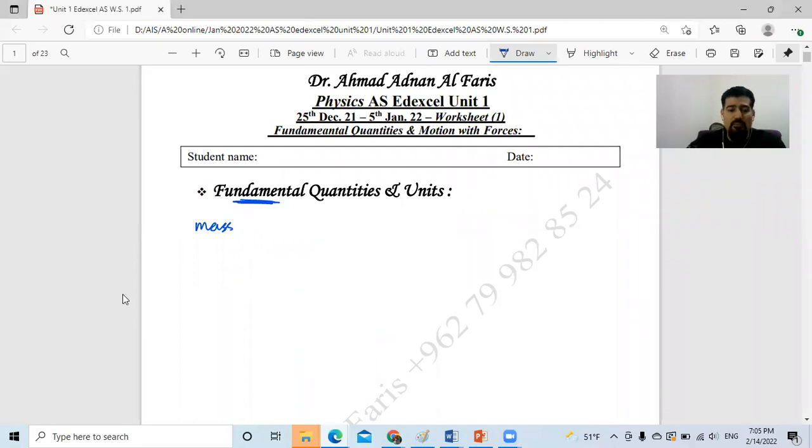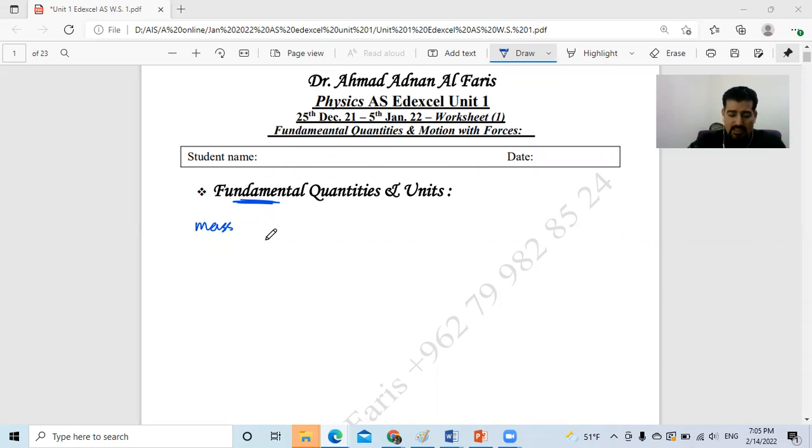Today we are going to make an introduction about Unit 1, Physics Edexcel AS, inshallah. We are going to start from fundamental quantities and units, then we'll go on to talk about motion with forces. First of all, we have several fundamental units.